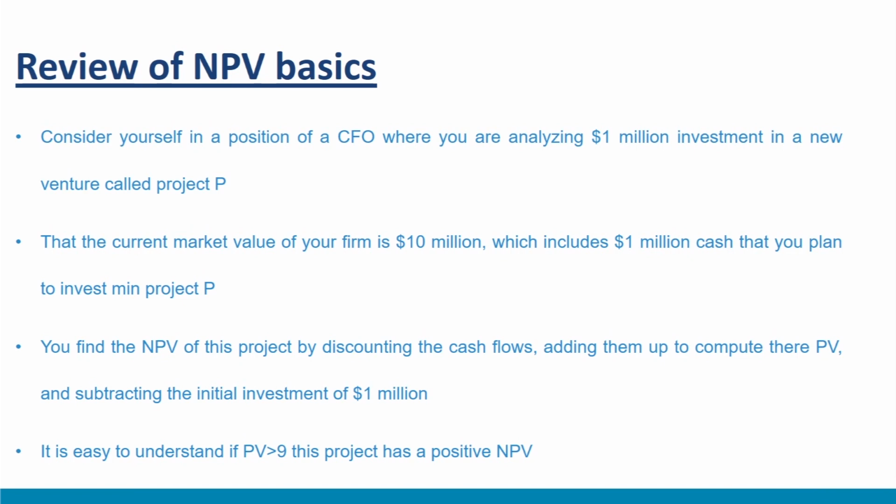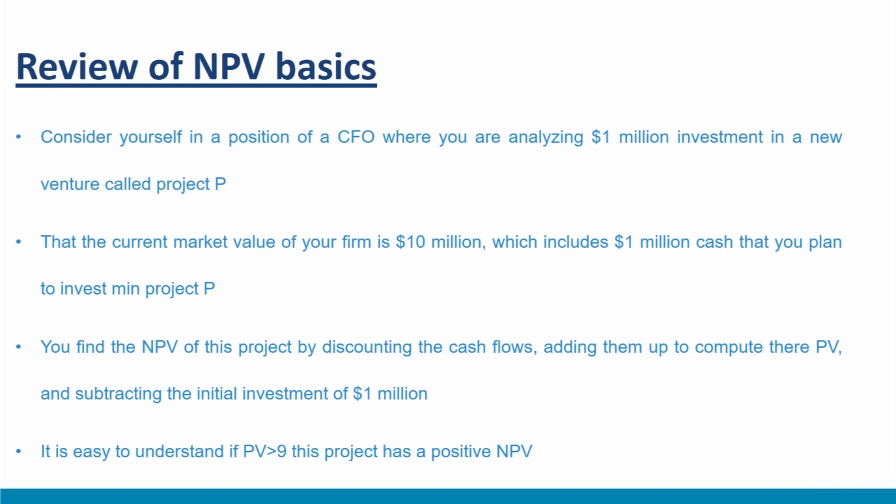Review of NPV Basics. In this video, we'll review our learnings of NPV criteria as a decision rule for the selection and rejection of projects. Consider yourself in the position of a CFO analyzing a $1 million investment in a new venture called Project P. You project the cash flow generated by the project over its useful life. You also estimate its appropriate opportunity cost of capital R. You find the NPV of this project by discounting the cash flows, adding them up to compute their present value PV, and subtracting the initial investment of $1 million.